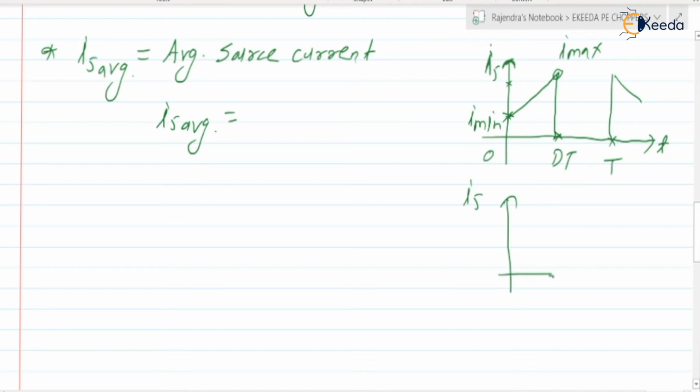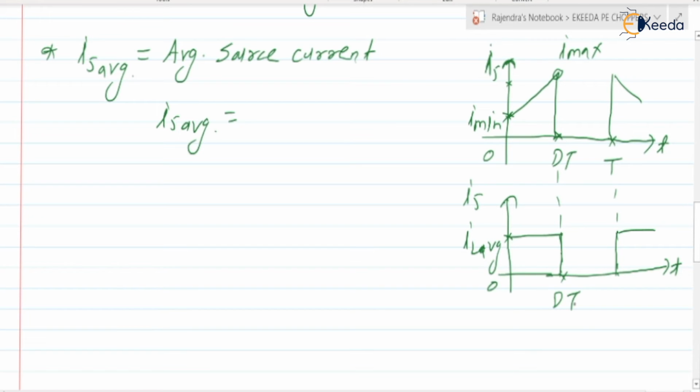Okay, and this is time t, 0 to dT. This is like an IL average. Okay, this is IL average. Are you getting the point? Into dT, and further from dT to T it will be 0, and again it will be the same as that of IL average. Are you getting the point? Okay, so further, this will be again the same as that of the IL.